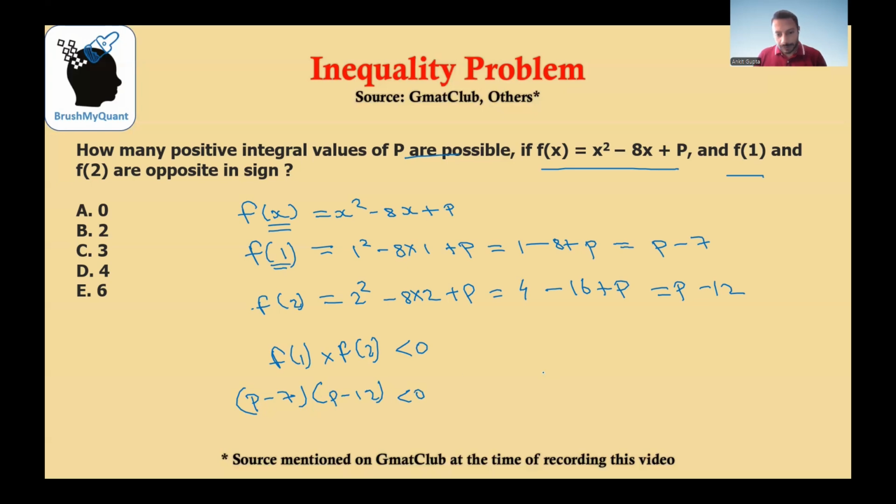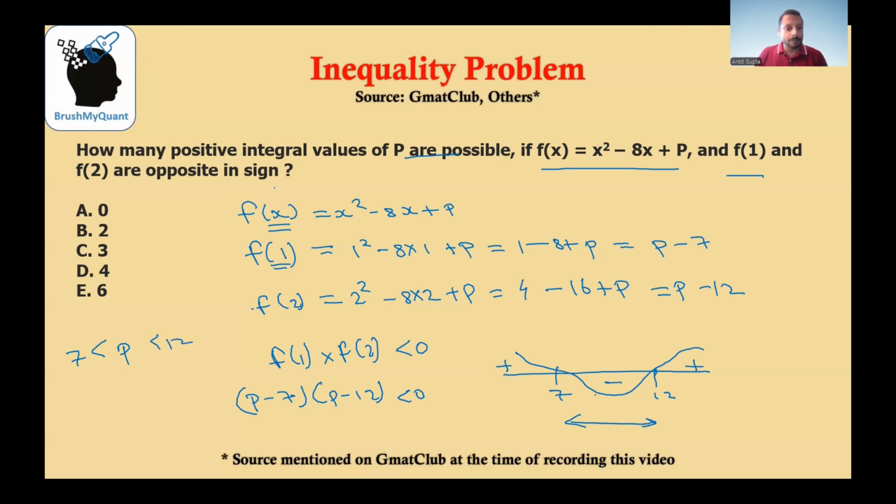Now we can use the sine curve or the sine wave method to solve this inequality. So I'll plot the 2 points, 7 and 12, and we'll draw a sine curve starting from right top and going towards left. And we'll put plus sign on all the areas which are above the number line and minus sign on all the areas which are below the number line. Since the inequality is saying less than 0, this is the region for us. So answer will be p lies between 7 and 12.